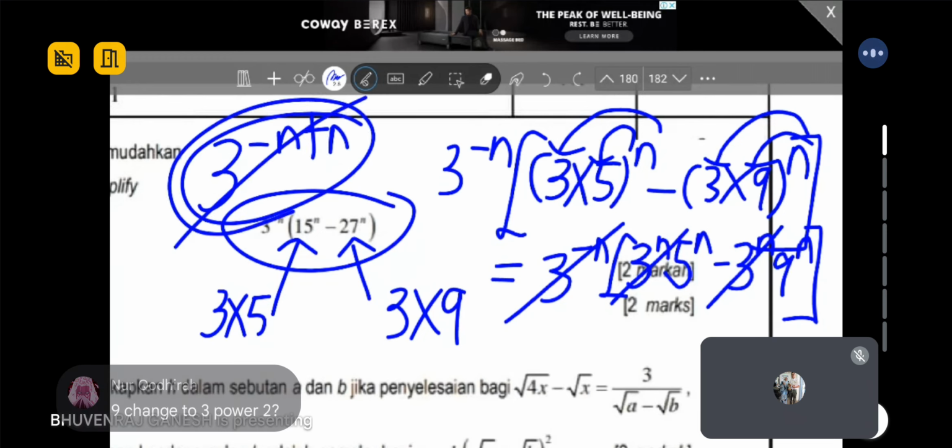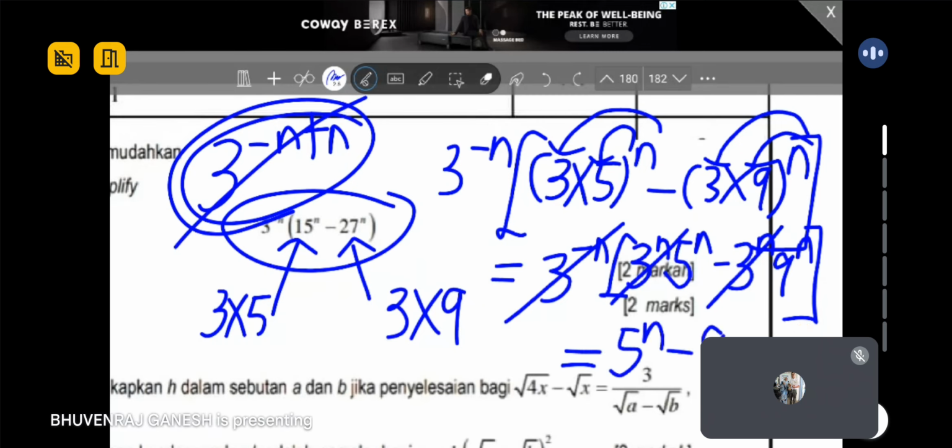3 power zero is 1. So that's why the final answer is 5 power n minus 9 power n. Settle. Simple, right, guys? So short. 9 can be changed to 3 power 2. Let me see, can? No problem.